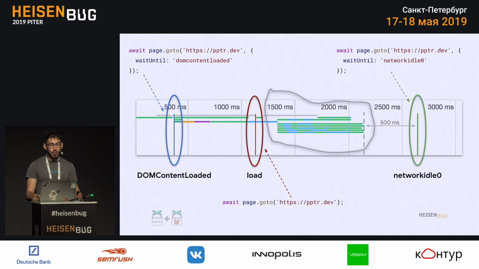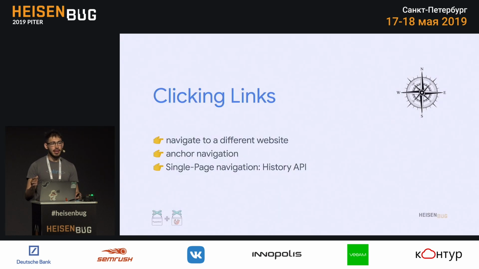OK, so with Puppeteer, we have all these options to wait for when we drive a navigation. Now, let's talk about navigations that happen indirectly. Let's talk about clicking links. For example, I can click a link on a website, and it will drive me to somewhere else. So there are different types of navigations.